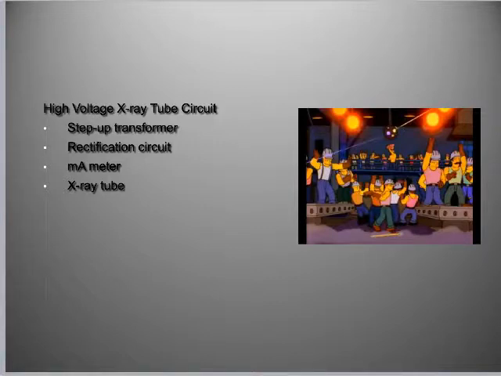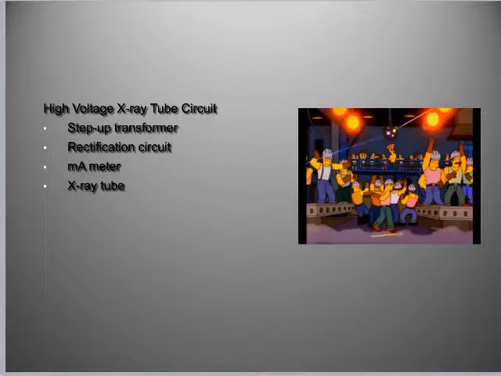So, step-up transformer on, we're talking about the high voltage section of the X-ray tube circuit. From the step-up transformer, we're running directly to the rectification circuit and then to the anode. On the MA side, we've just got the MA meter. We've kind of jammed it into the high voltage section just because I'm not sure where else to put it, and then the X-ray tube itself is a high voltage thing.